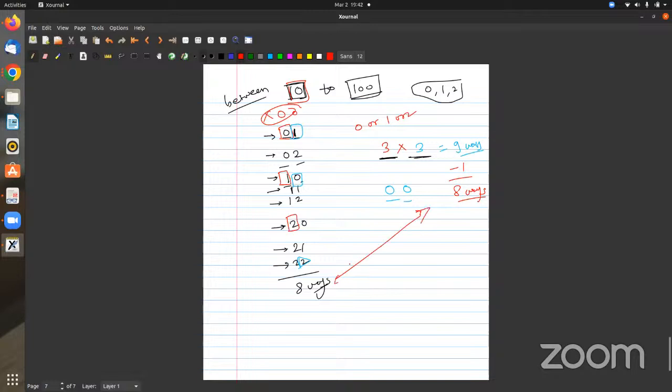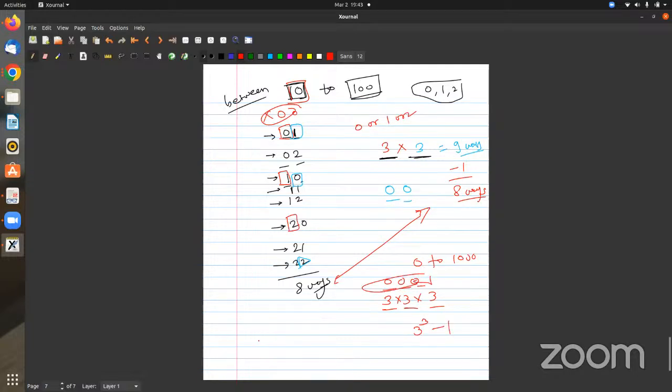You can cross-check these 8 ways, and they are the same, right? Similarly, if I wanted to find between 0 to 1000, I need to check how many places I need to fill. 3 places, right? Then I have 3 ways here, 3 ways here, 3 ways here, so a total of 3 to the power 3 ways. But this will include 0 0 0, all zeros, so I need to subtract it.